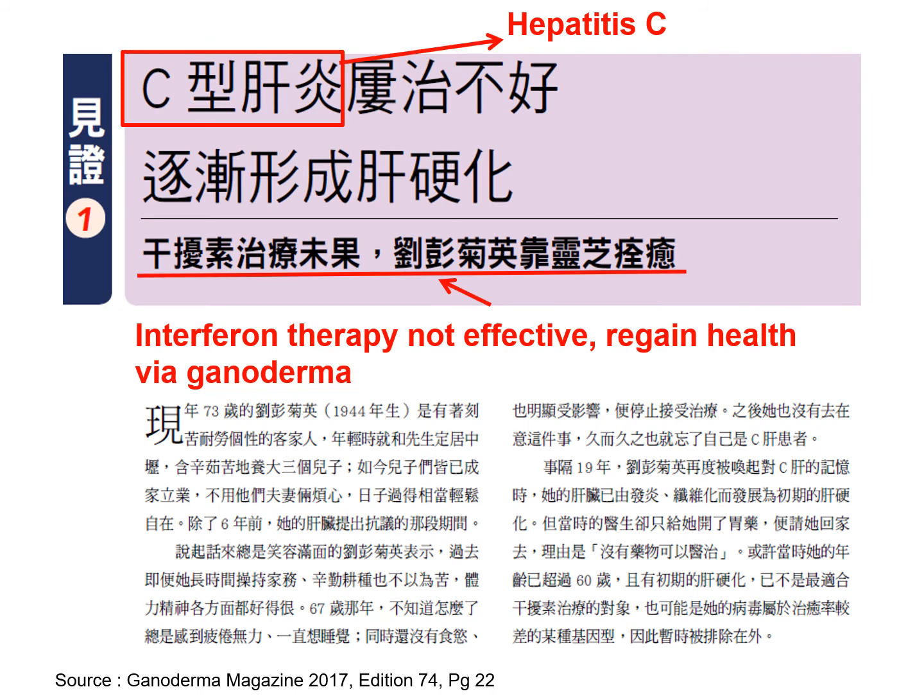Okay, so this is another testimonial, of a 73-year-old woman back in 2017, Madam Lau from Taiwan. When she was younger, at 48 years old, she had a hepatitis B virus infection and went for interferon therapy, but it was not effective because of a side effect that caused her GOT and GPT to go up very high.